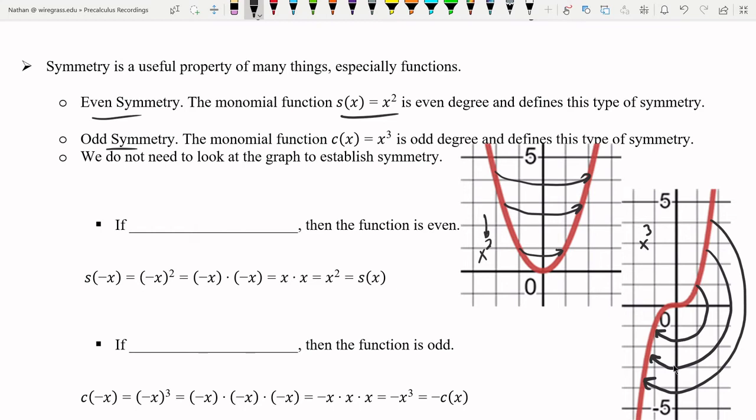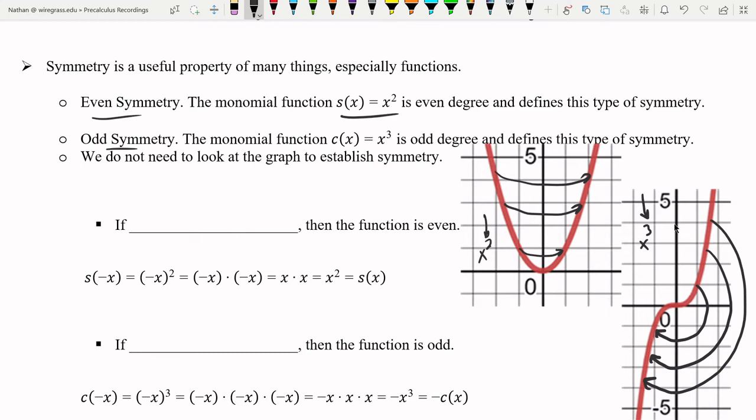A key thing to note is here we're talking about the y-axis. Here we're talking about the origin of the graph, not of the function. And this is called odd symmetry. x cubed has an odd power in it, so it's odd symmetry.